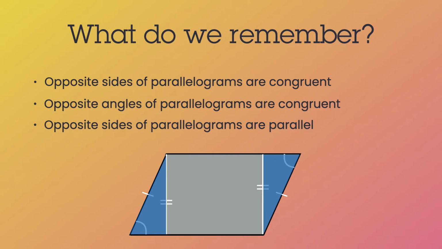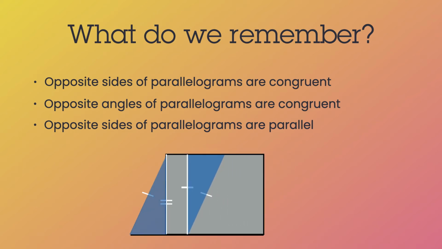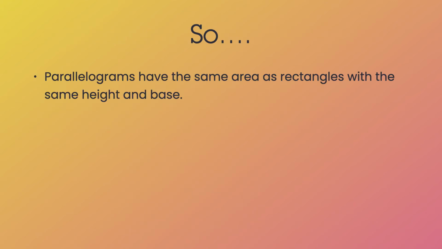So what happens though if we take the triangle off from the right side? We don't change it at all, we just slide it over to the left. We have a rectangle now that has the same height as the parallelogram did, and it has the same base as the original parallelogram did. So really, parallelograms have the same area as rectangles that have the same height and base. In rectangles we call them length and width, but you could call them height and base in a rectangle also.